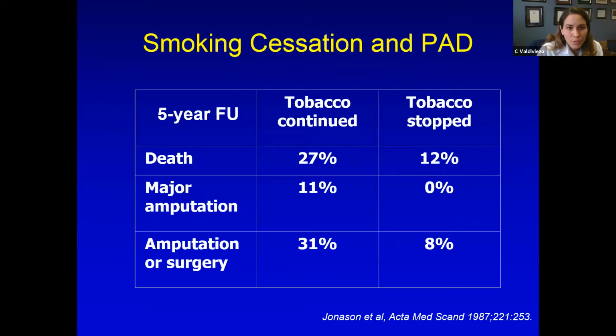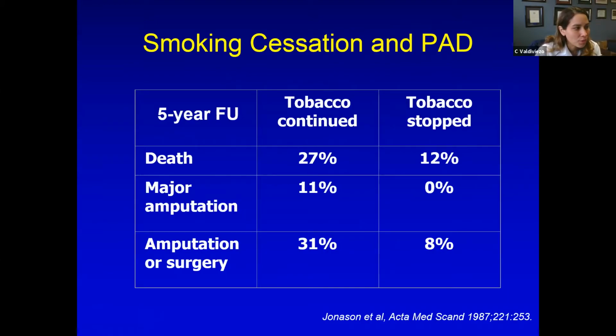So how important is smoking cessation in peripheral artery disease? So, 5-year follow-up of patients with peripheral artery disease who continue to smoke: if you look at these patients, there's been a 27% risk or incidence of death after 5 years. Among those who stopped, that risk for death after 5 years is reduced to only 12%. So that's how important it is, of course.